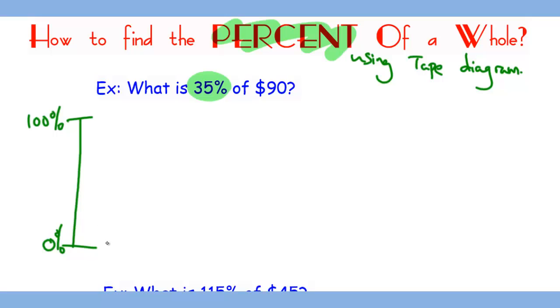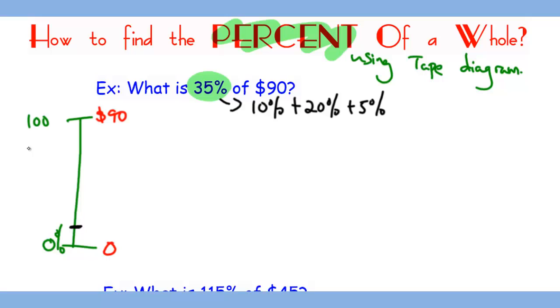Given that 0% is nothing, so you have a 0 right here, $90 right here. Notice how 35% can be broken down into 10% plus 20% plus 5%. We can first find out how much is 10% right here by knowing that going from 100 to 10, you divide it by 10. So you divide 90 by 10. And that gives you 9 right here.